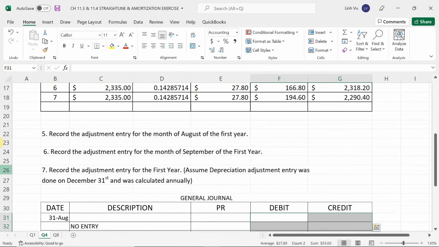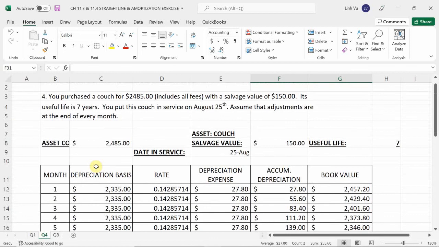All right. Question number 7. So this is the question you were asking, Gerari. You were asking, what if I was asked to depreciate at the end of the first year, assuming that I adjust my books December 31st? Okay? So if I were to do this, instead of depreciating it every single month, what if I have to do it at the end of the year? How do I figure out this amount?